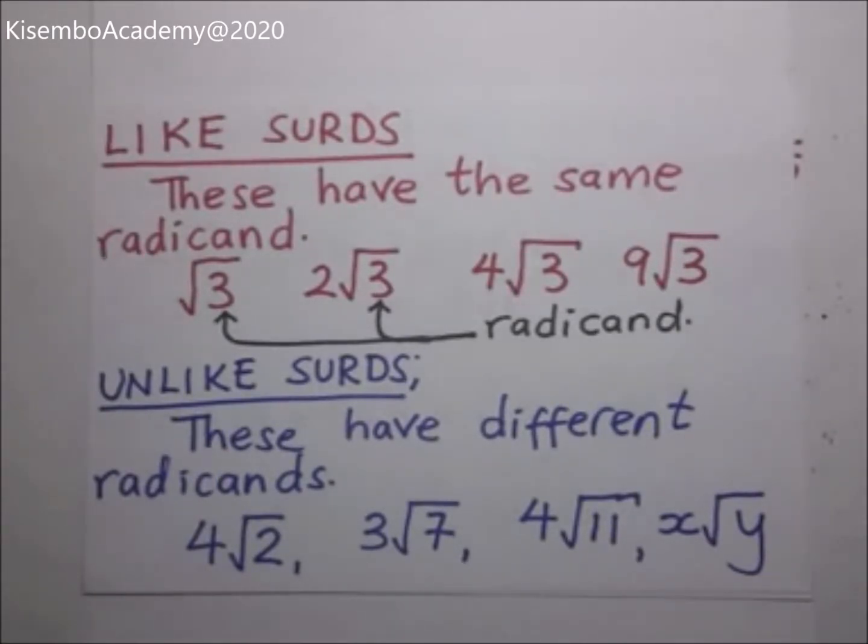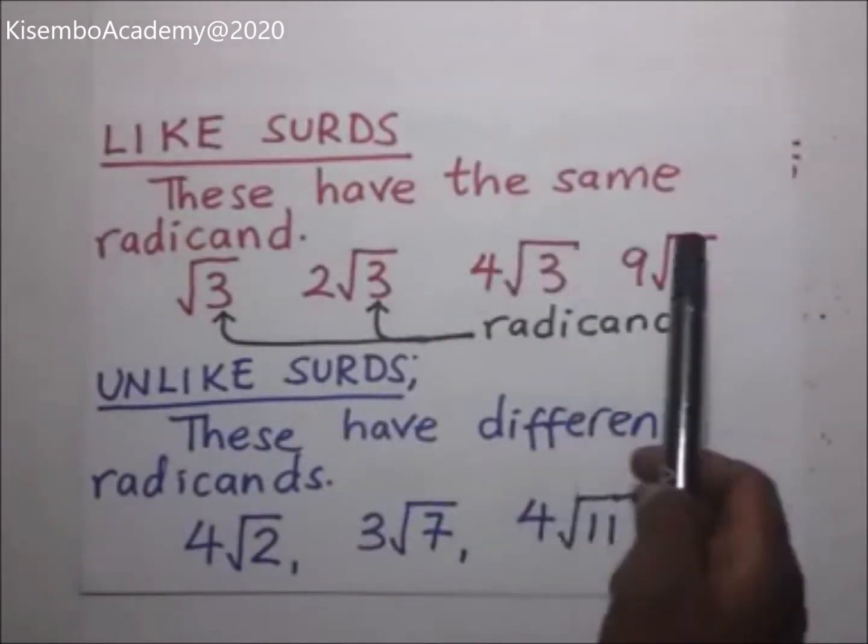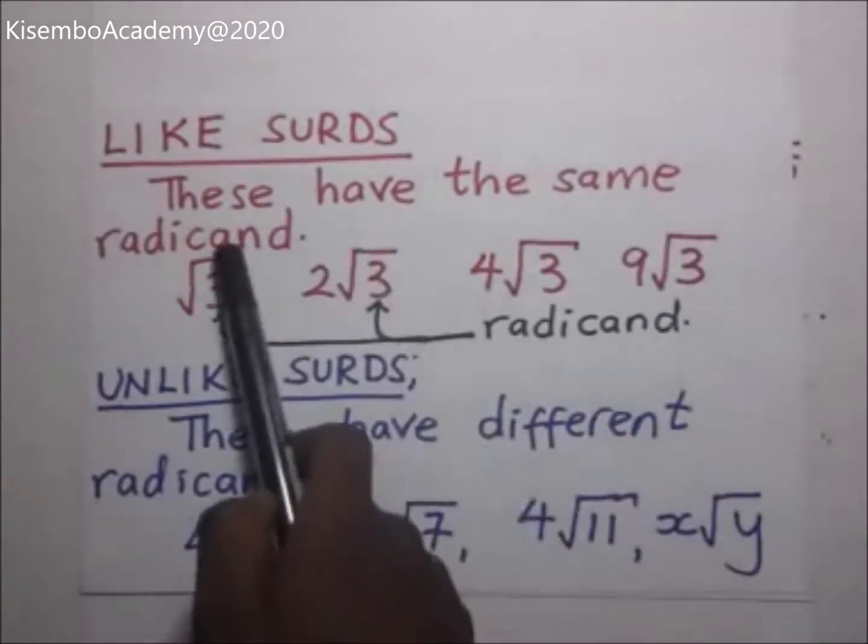But before we get deeper into operations with surds, we need to distinguish between what we mean by like surds and unlike surds. When we were doing algebra, this is like saying like terms and unlike terms. So also here we have what we call like surds and unlike surds. And here we distinguish them from what we call the radicand. The radicand is the number we leave in the surd form in our simplification of surds.